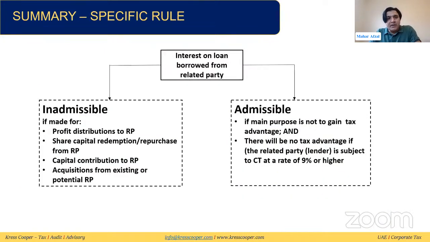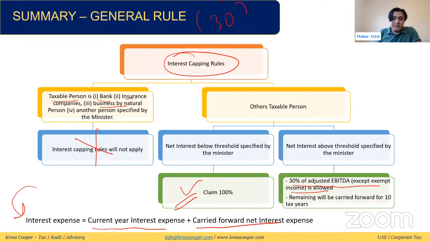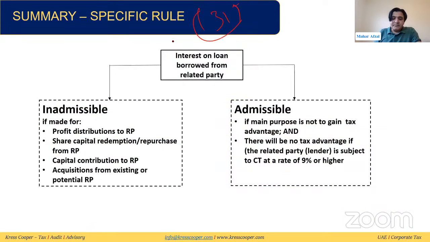This is a special rule as per article 31. The one below is article 30 of the law, and this one is article 31 of the law. As per article 31 of the law, interest on a loan borrowed from the related party is inadmissible or admissible. They said it is inadmissible where, as we just discussed, it relates to profit distribution or paying a dividend, share capital redemption, repurchase, capital contribution to a related party, or acquisition from an existing or potential related party. It will be inadmissible, but it will be admissible if the main purpose is not to gain the tax advantage. And there will be no tax advantage if the related party lender is subject to tax at least 9%. So this is the special principle. We discussed article 30 and article 31 of the law. Article 30 deals with the generic principles of the law. 31 deals with the special principles of the law, the special rules to claim the interest.